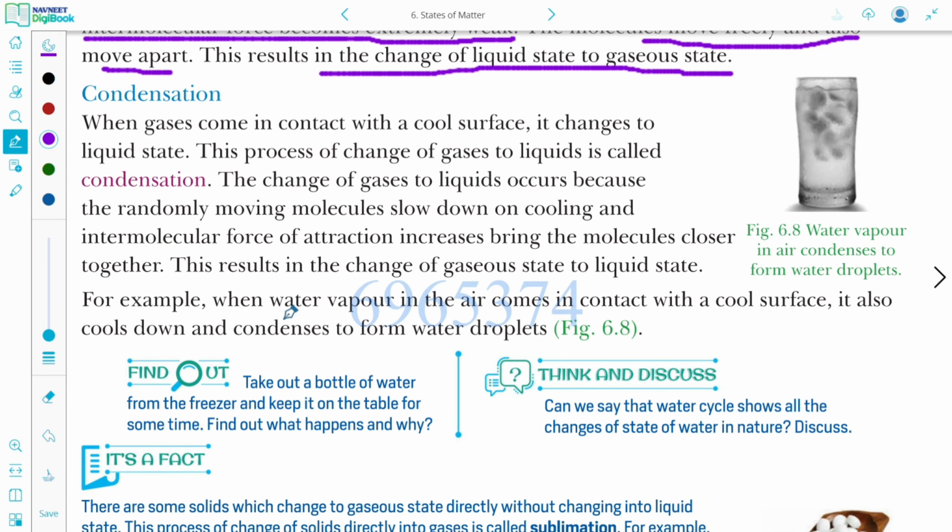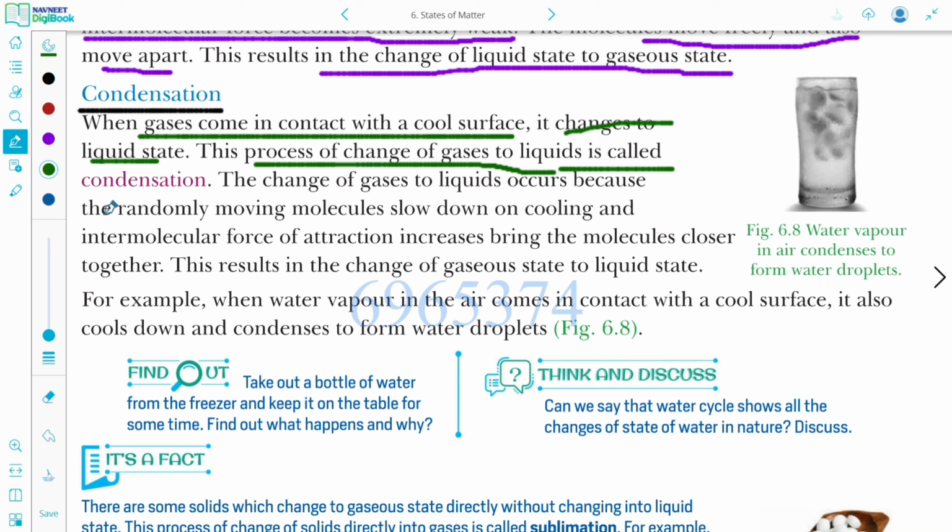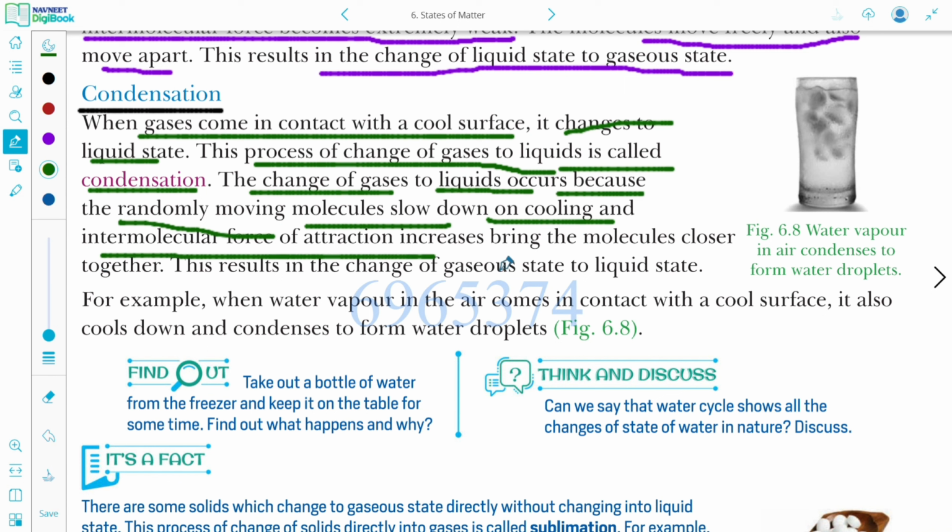Next topic is condensation. When gas comes in contact with a cool surface, it changes to liquid state. This process of change of gas to liquid is called condensation. The change of gas into liquid occurs because the randomly moving molecules slow down on cooling and intermolecular force of attraction increases, bringing the molecules closer together. This results in the change of gaseous state to the liquid state.